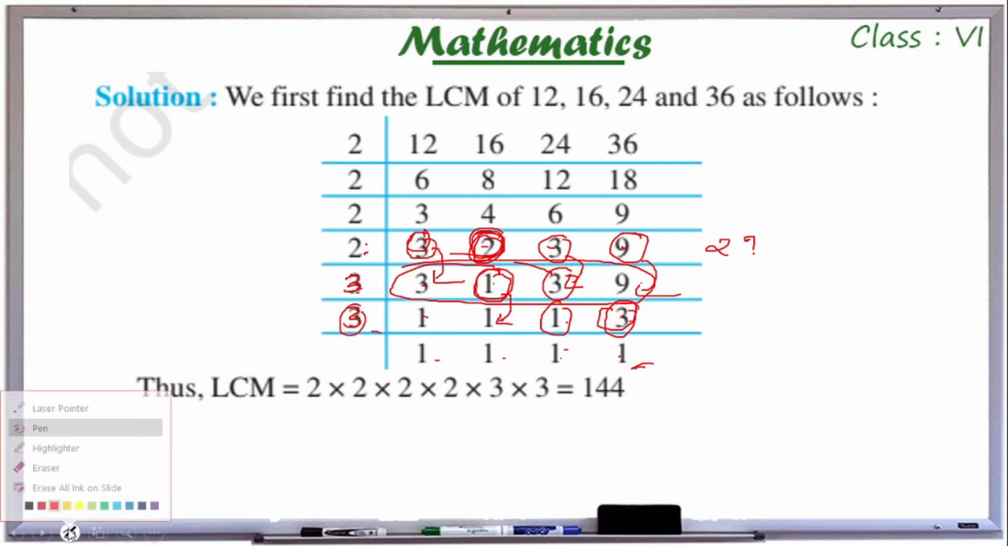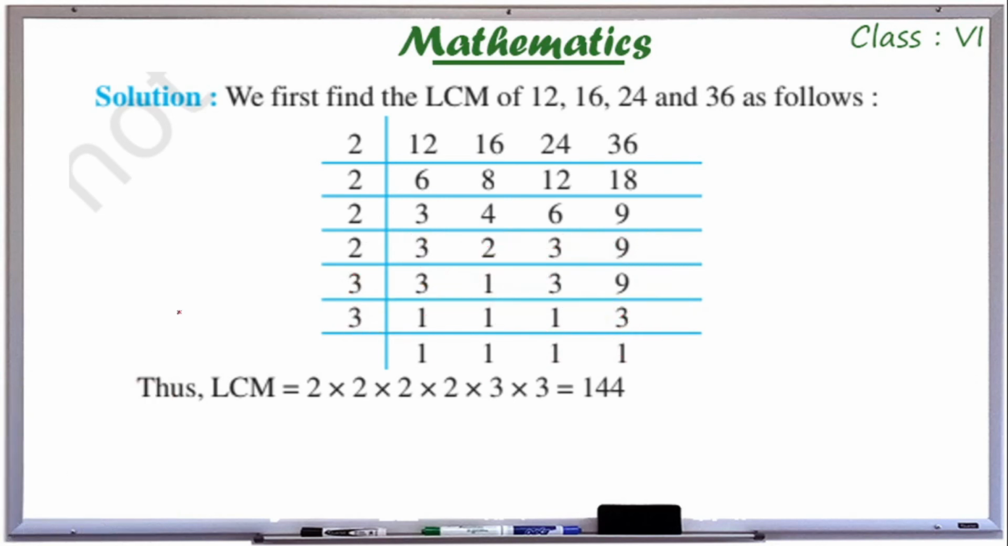If you didn't understand, please you can call me, or it is very difficult to get the numbers, I know. So you have to do more problems on this. And 2 into 2 into 2 into 2 into 3 into 3 is the answer. The LCM is 144. After multiplying these numbers, we will get 144.